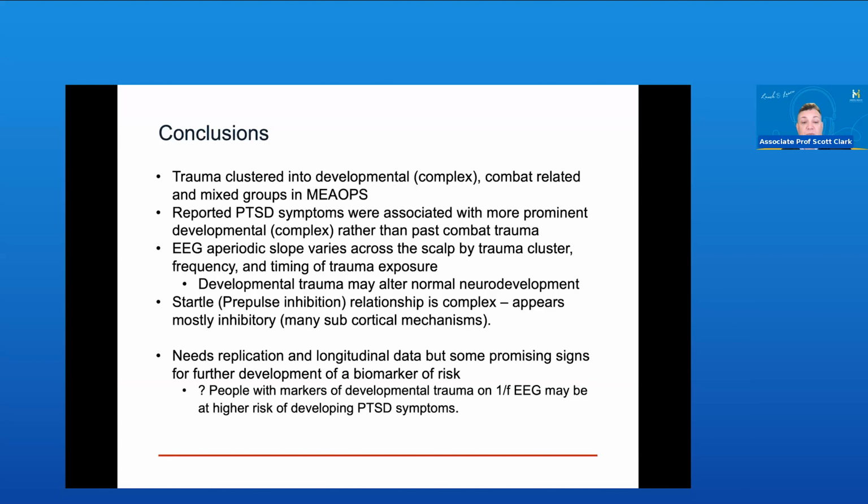We found a complex response with the startle, and it appears mostly inhibitory. So trauma itself is mostly inhibitory on the startle response. We need replication, but there are some promising signs for further development of this as a biomarker. And I guess people with markers of developmental trauma may be at a higher risk of developing PTSD symptoms.